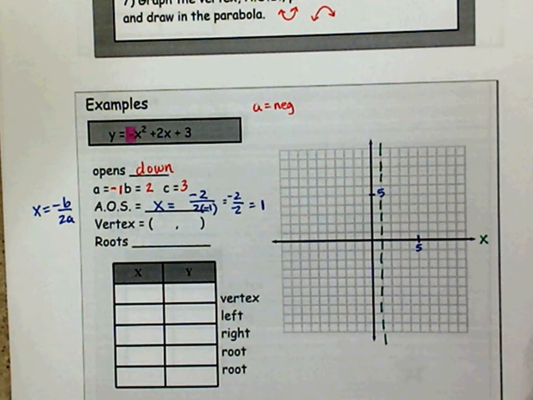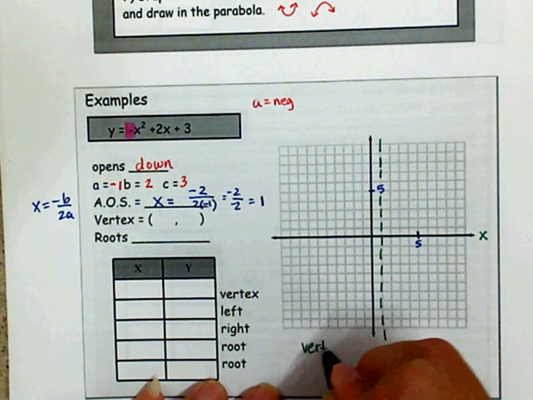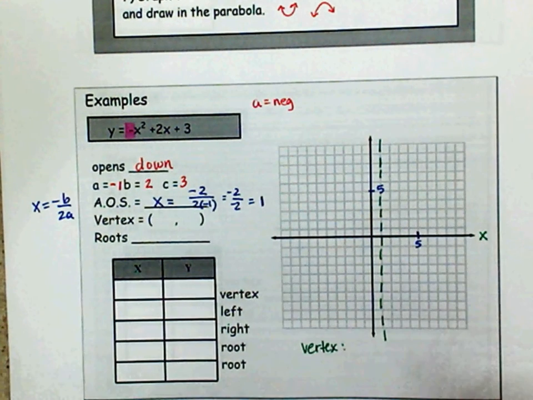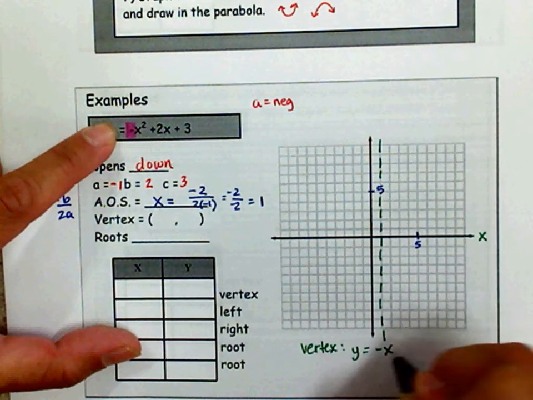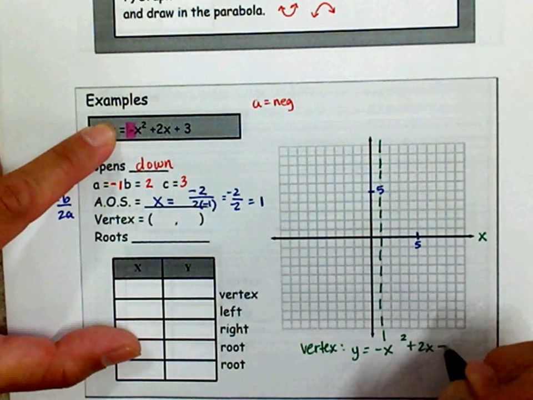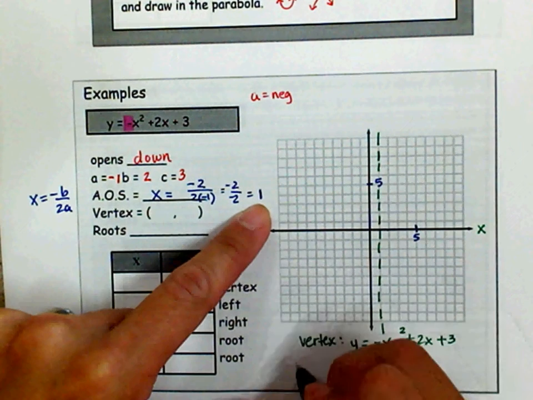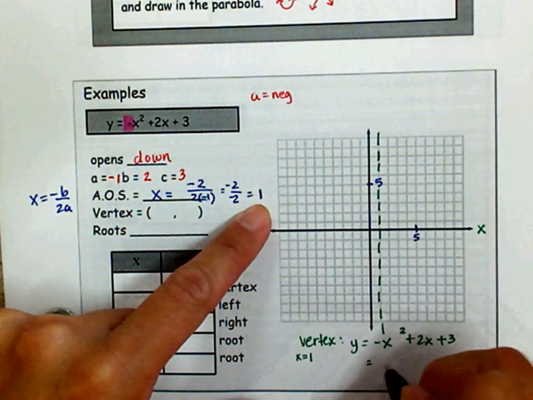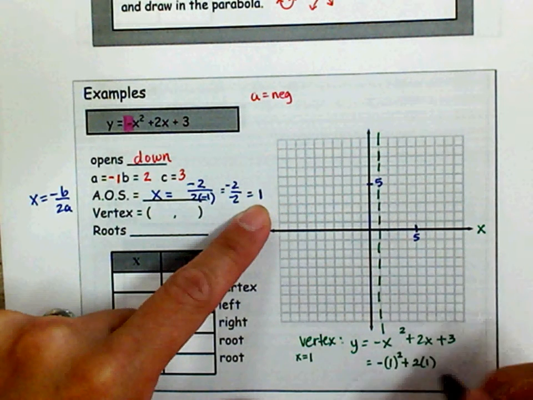Now, to find the vertex, I'm going to plug it back into this equation: y equals negative x squared plus 2x plus 3. What did we say x is equal to? 1. So we're going to plug it in: negative 1 squared plus 2 times 1 plus 3. Just like that.